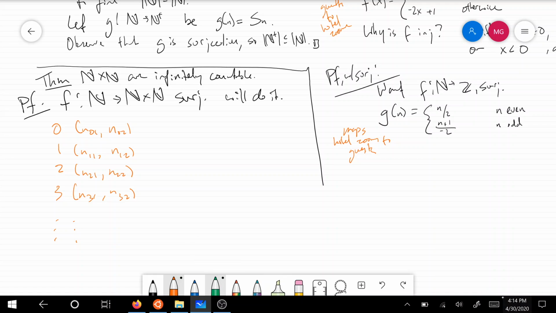Okay, so let's think about what we really want. So here's the start. This is 0, 0. Then 1, 2, 3, 4, and imagine this going on infinitely. If you like, you can think of this as one of the quadrants of the Cartesian plane.